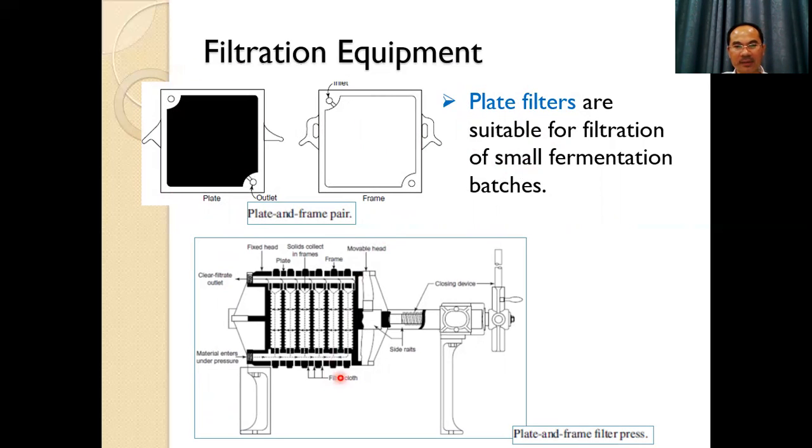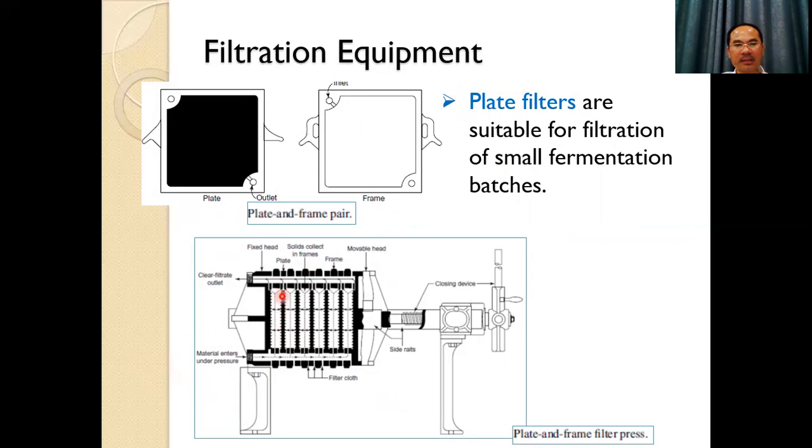This is the direction of the suspension, the mixture flow, in this filter. This is the press, this is the frame, press and frame, and on the plate we coat the filter. Yes, there is a filter on the plate.